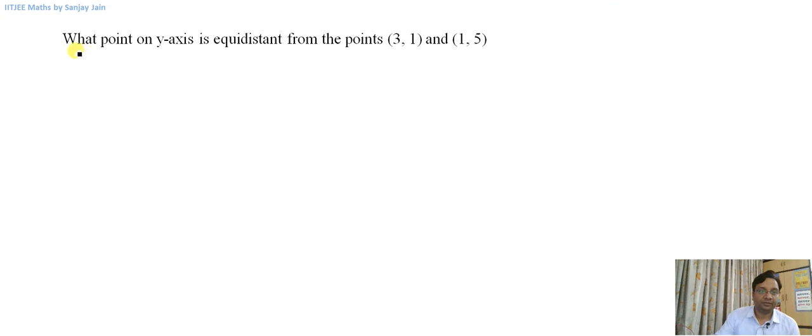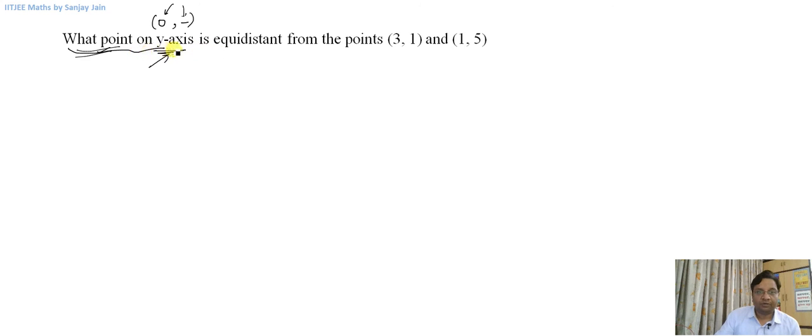Examples of distance formula. Now in this question, what point on y-axis? So this point that we are looking for lies on y-axis. So we already know that the coordinates will be of the type 0 comma something, right? Because this point that we are looking for lies on y-axis, hence its x coordinate will be 0, right? So what we need to find is this coordinate.